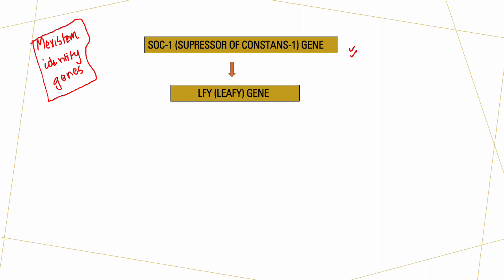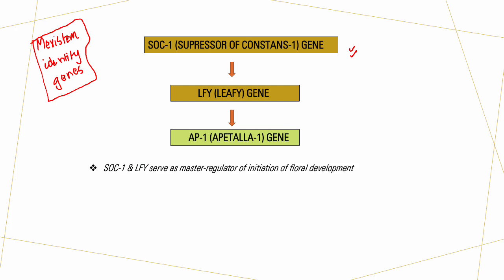That gene activates a gene known as LEAFY, or LFY. The LEAFY gene in turn activates AP1, or apetala1 gene. Please remember that SOC1 and LFY are master regulators, initiators of floral development. They are the most crucial meristem identity genes for activation of flowering. You will understand why later on.